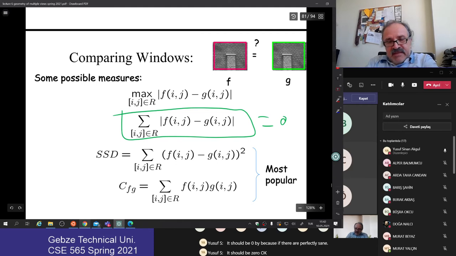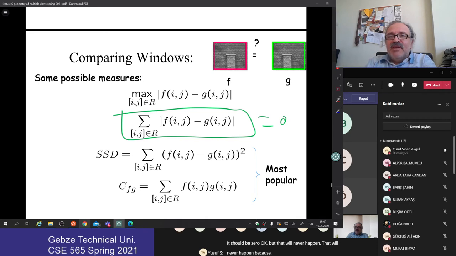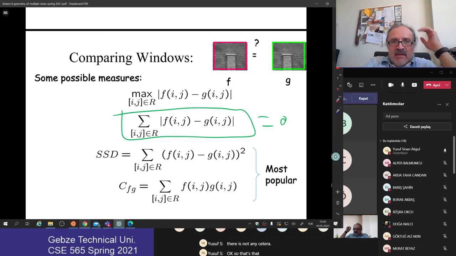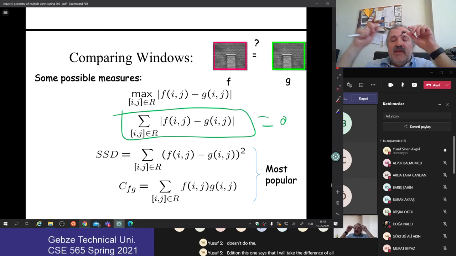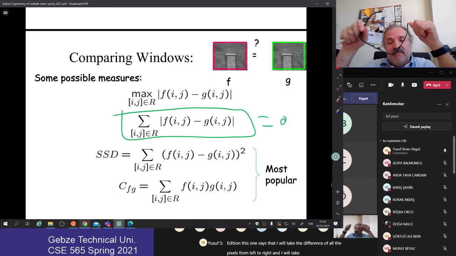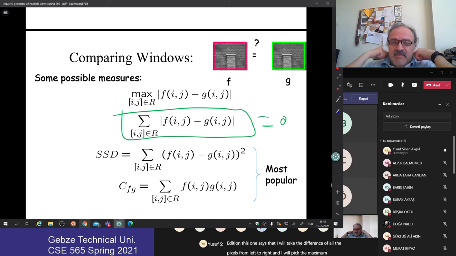Okay. But that will never happen, because only if the images are the same will these two windows be the same. If two cameras are taking images of the same scene, there will be differences because the left and right cameras are not producing exactly the same images, and there is noise, etc. That's one thing. How about this one? This one doesn't do the addition. It says that I will take the difference of all the pixels from left to right, and pick the maximum difference. So even if a single pixel is different, I will take that difference.